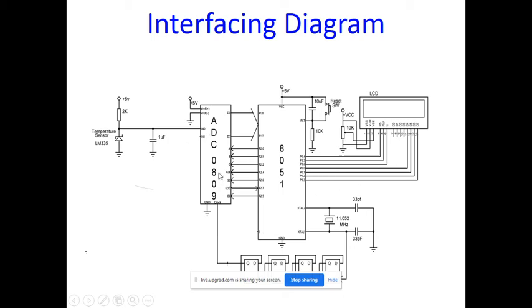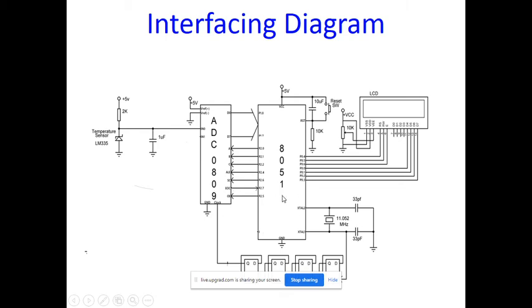Okay, and the clock signal for the ADC is taken from the crystal frequency. We are taking the crystal for the 8051, that is 11.0592 MHz, and from that crystal we are connecting a divide by n network here, reducing the frequency, and it is given to the ADC. Okay, meaning you are not connecting a separate crystal here.